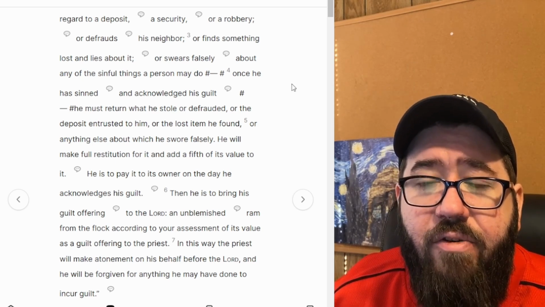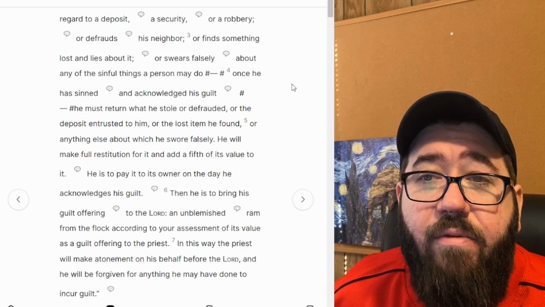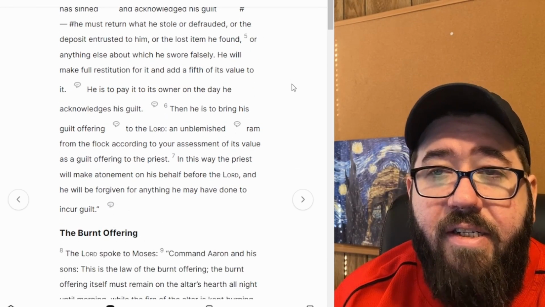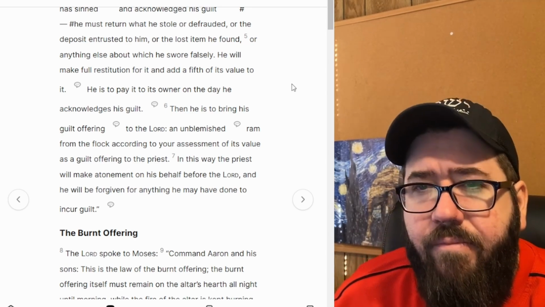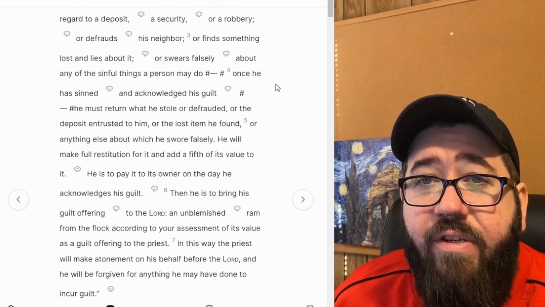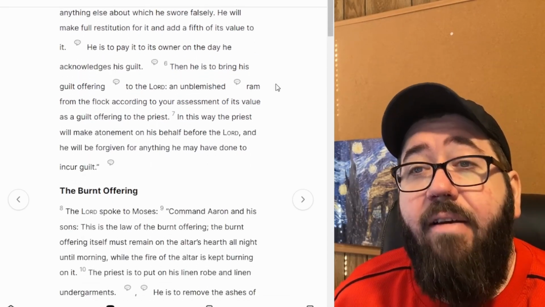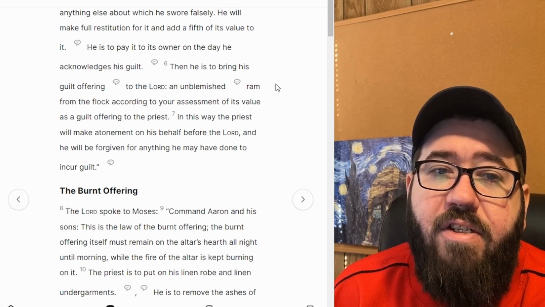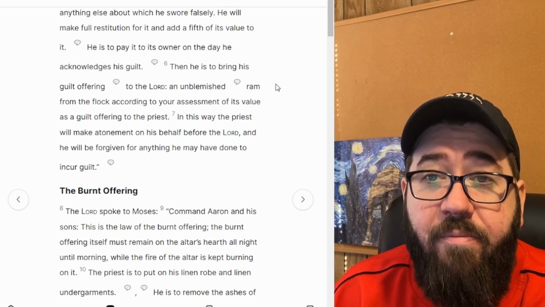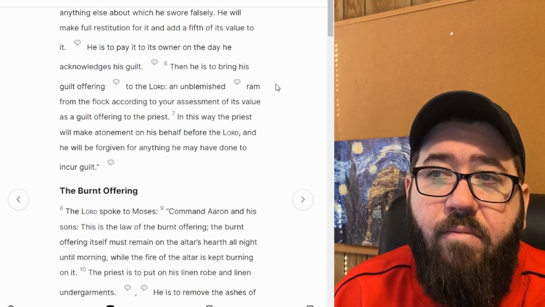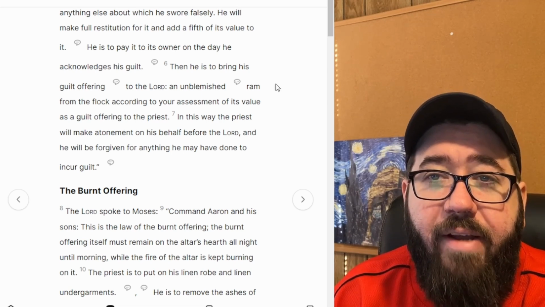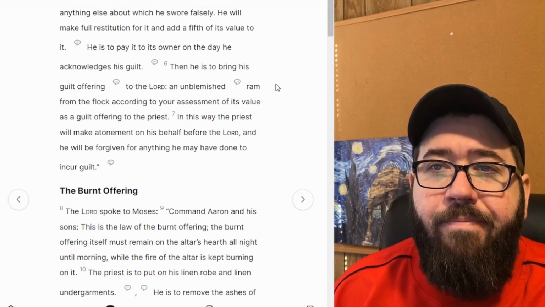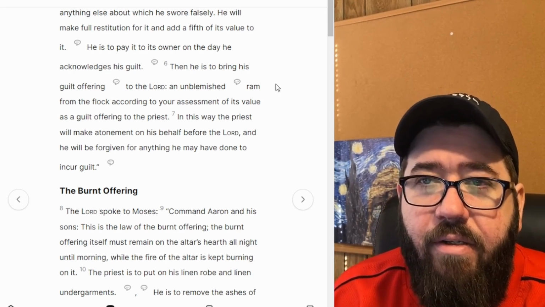He will make full restitution for it and add a fifth to its value to it. He is to pay to its owner on the day he acknowledges his guilt. This I think is interesting too. So if you steal something, it's not just you're giving that item back. You're giving that item back plus a fifth of the total value. So it costs you something to steal. It's not just if you get caught you give the item back. There's a cost to you just for doing the action, which I think is good.